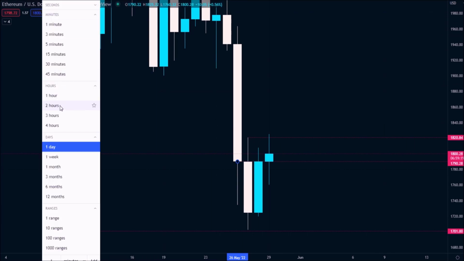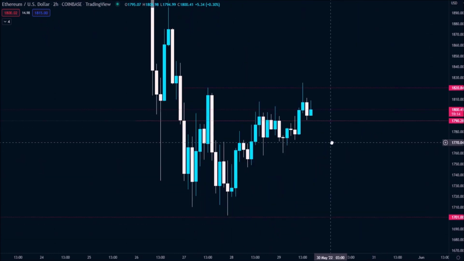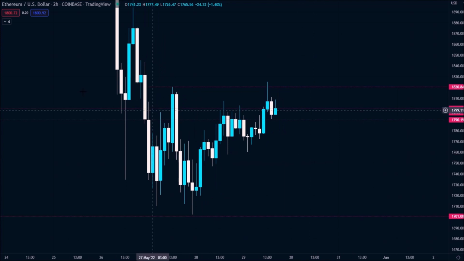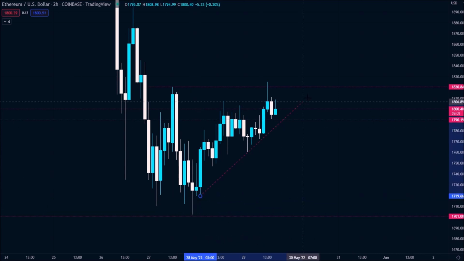So if we go down into the lower time frames, let's go down into the 2 hour, see how that looks. We can sort of tidy this up. We can also add a little bit of confluence if we like with this trend line. So we have support here, support here, support here.